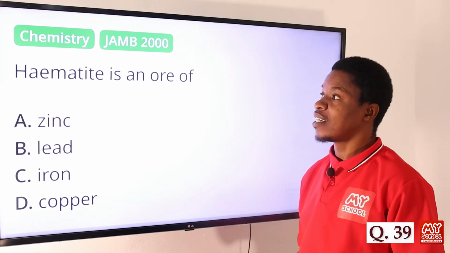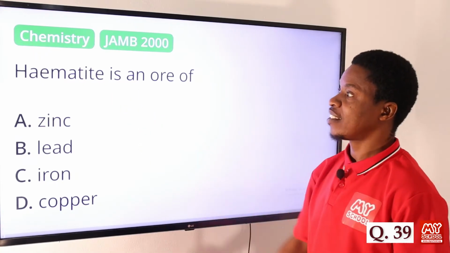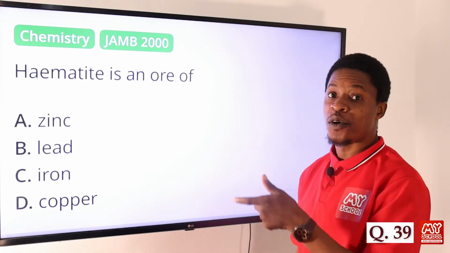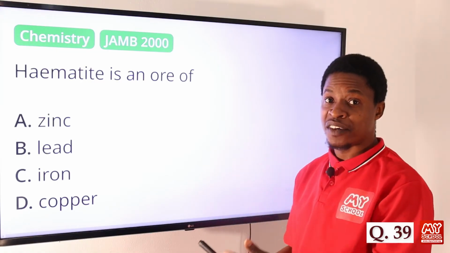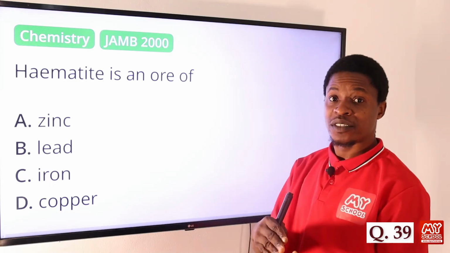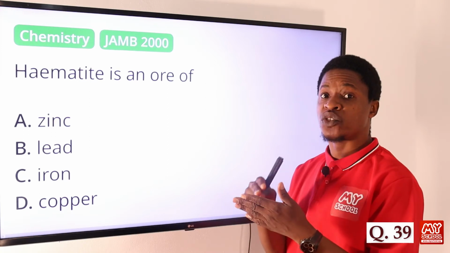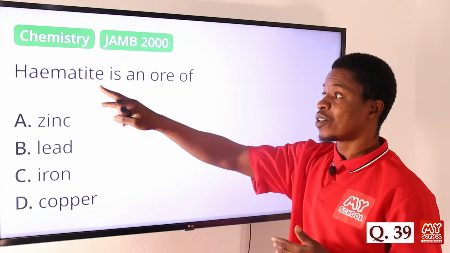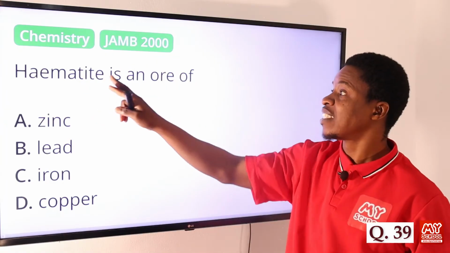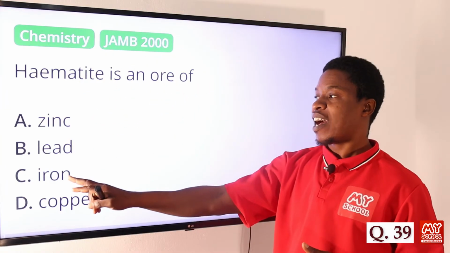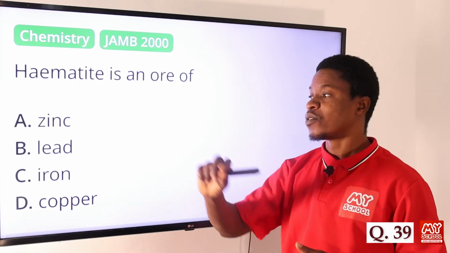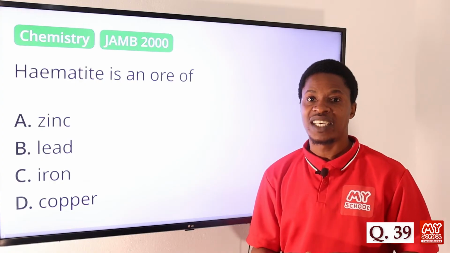Question number 39. Hematite is an ore of, this is a common question, okay? Hematite is an ore of ferrous, and ferrous is our what? Iron. So it is actually the oxide of iron, okay? So iron 2, so that is Fe2O3. That is what hematite is, Fe2O3. So that is the oxide of iron. So hematite is an ore of iron, not zinc, not lead, not copper. It's option C. So the correct answer is option C, iron.